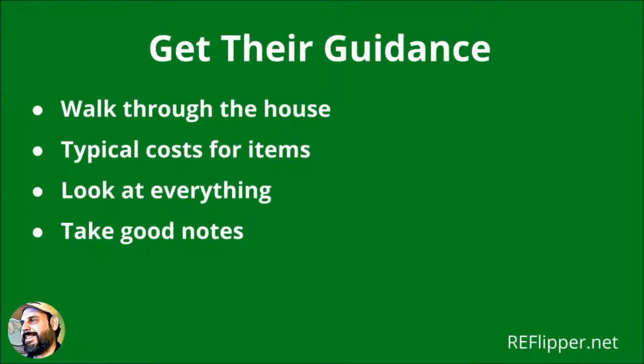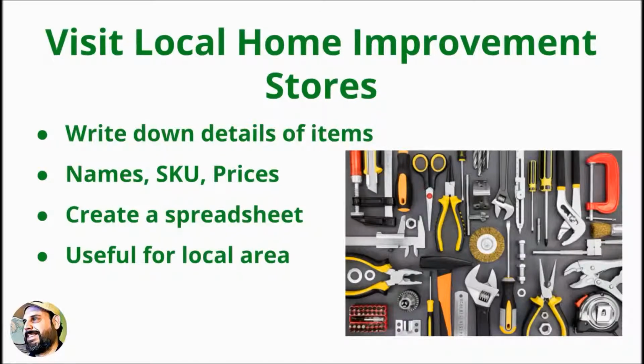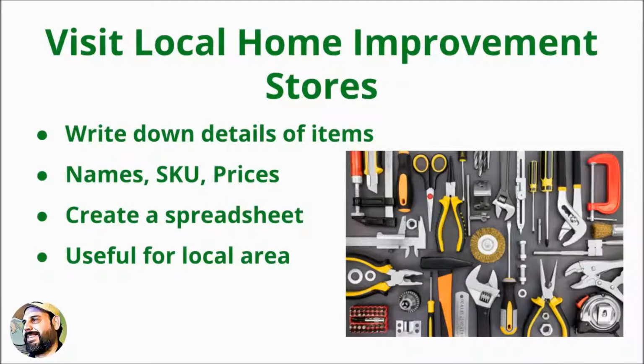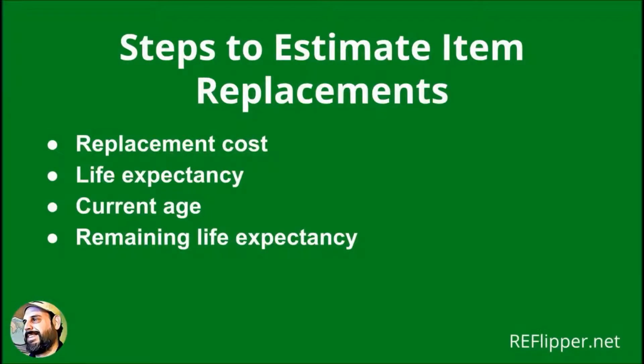Take a trip to the big home improvement stores and find the materials that will be needed. Write the details of the items down or take pictures of them. This includes the items' names, prices, and the SKU numbers. This will help you categorize and calculate the cost of all the materials needed. You can create a spreadsheet database of these materials for future use. This will save a lot of time making future house repair estimates. This also helps you know exactly what materials to use and what they will cost for any property rehab in your area. Here are the essential steps to estimate house item replacements.